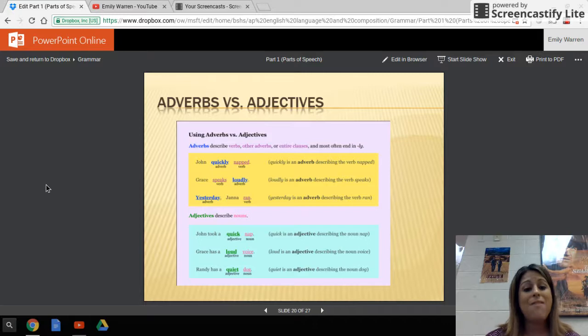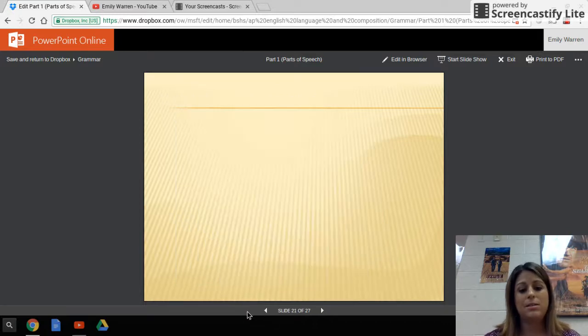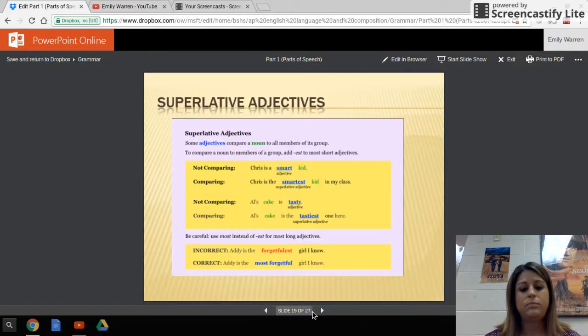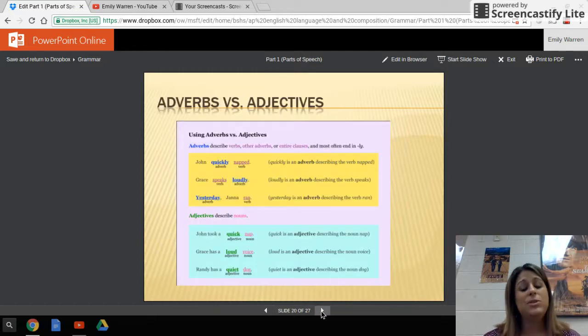So we also have adverbs that we will be looking at. All right. Adverbs are different than adjectives because adverbs describe verbs, other adverbs, or entire clauses, and they most often end in ly. So John quickly napped, for example. This is just John is napping, that's the action, so napped is the verb of our sentence. Quickly is describing how he naps. So since quickly is describing the verb of the sentence, it is an adverb.